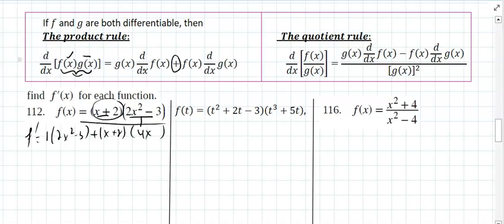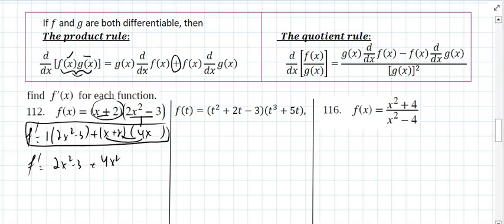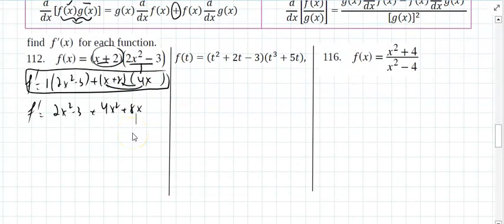Now, that's the actual calculus. Now comes the algebra. You need to clean that up. That is 2x squared minus 3 plus 4x squared plus 8x. So if on your test I say do not simplify, I want the first boxed answer. But for the homework, you need to clean it up to match it with the back of the book. So if I combine those, I notice that's 2x squared plus 4x squared, that's 6x squared plus 8x minus 3.